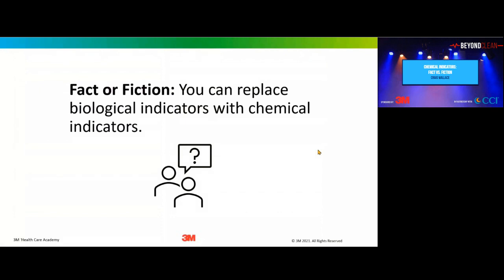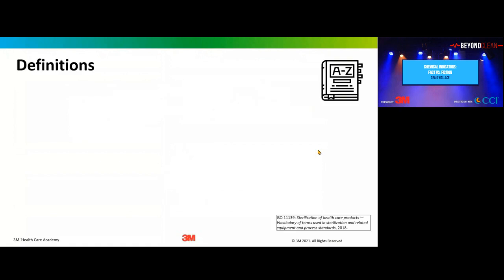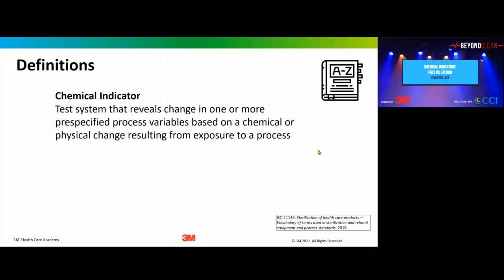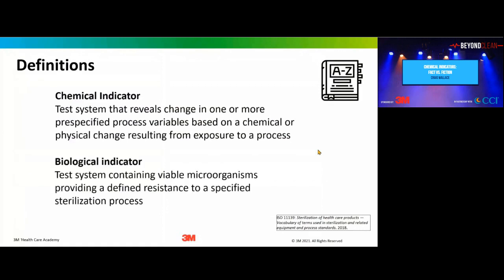So we go to our definitions. Here's the chemical indicator again: a test system that reveals a change in one or more of the process variables, and a chemical and physical change resulting from exposure. And then the biological indicator is a test system with viable microorganisms. So these are the industry standard, international standard definitions.